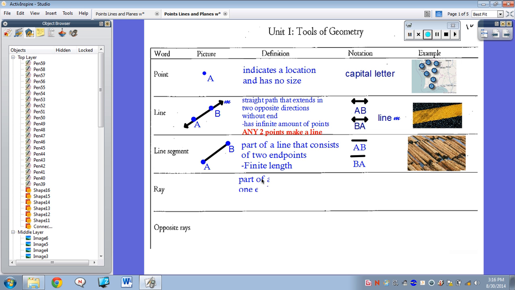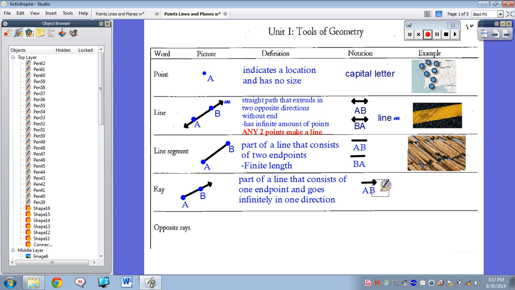Alright, a ray. A ray is a part of a line that consists of one endpoint and goes infinitely in one direction. If we take a look at the picture, it's part of a line that consists of one endpoint. Here your endpoint is A because there's no more part of a line over here. Nothing keeps going over here. It starts at A and then it goes infinitely in one direction, towards B, through point B, and it keeps going.